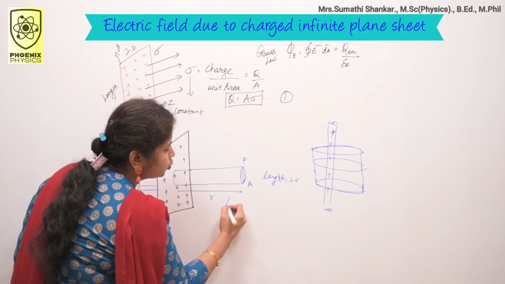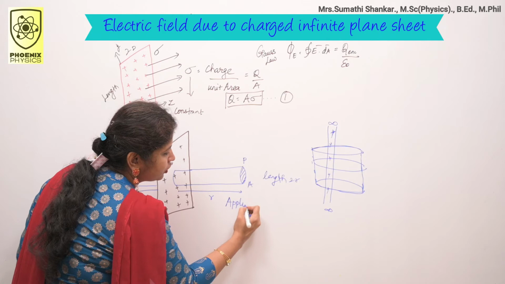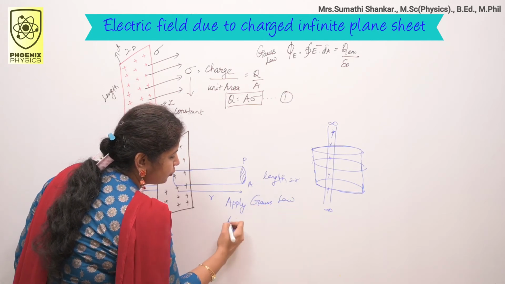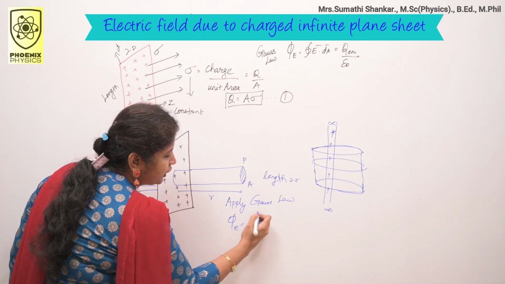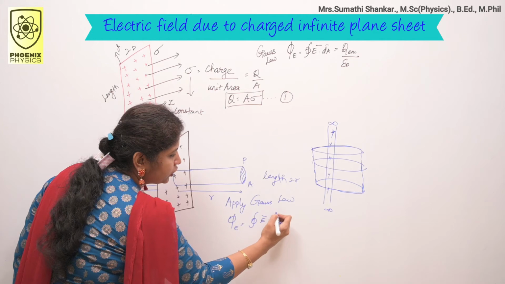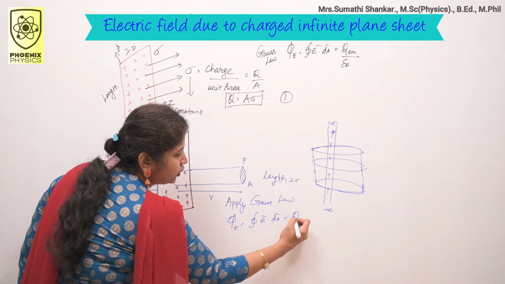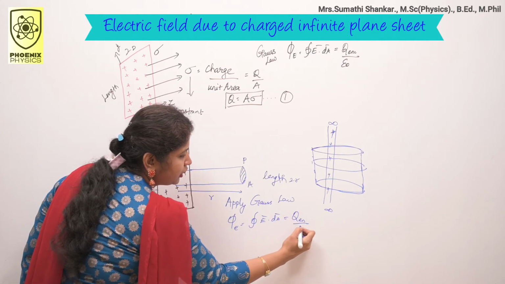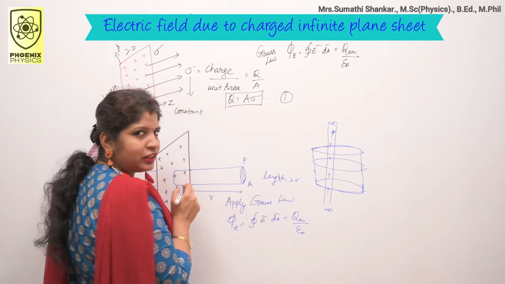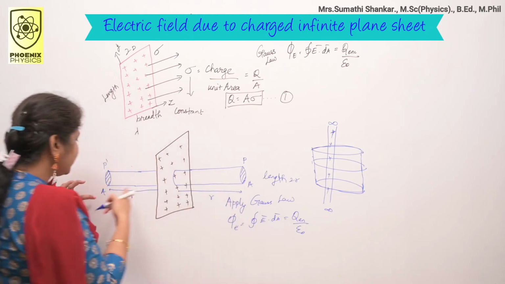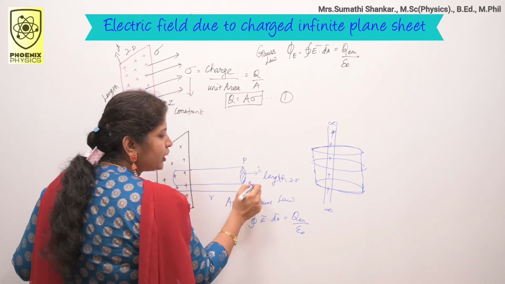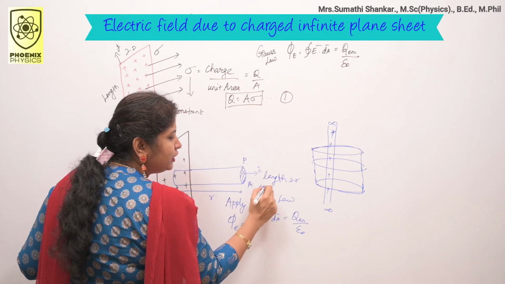Now I am going to apply Gauss law. What is our Gauss law? That is phi E is equal to the closed integral of E dot dA, equal to Q enclosed by epsilon naught. This is our Gauss law. At point P we have area A. These two areas are the same. I am going to draw n cap. Now this area becomes the area vector dA vector.